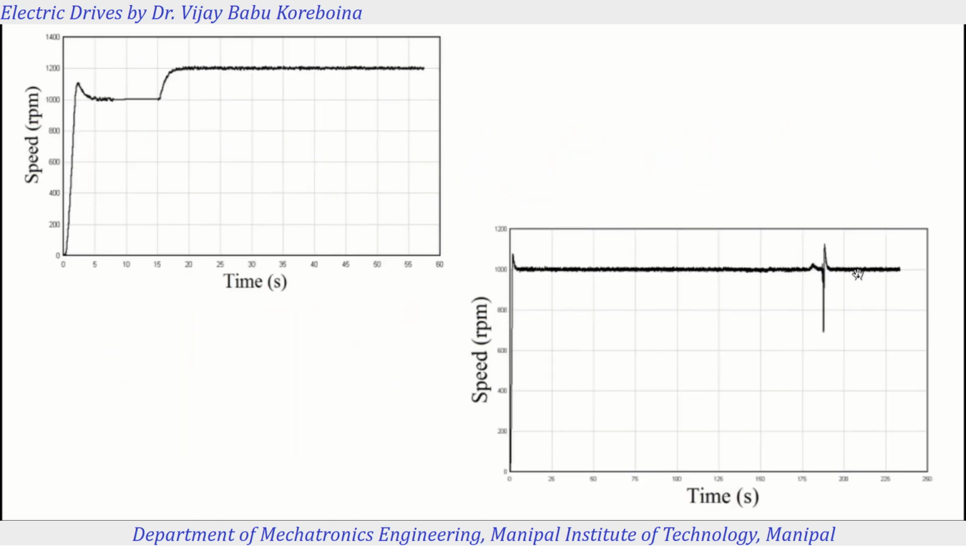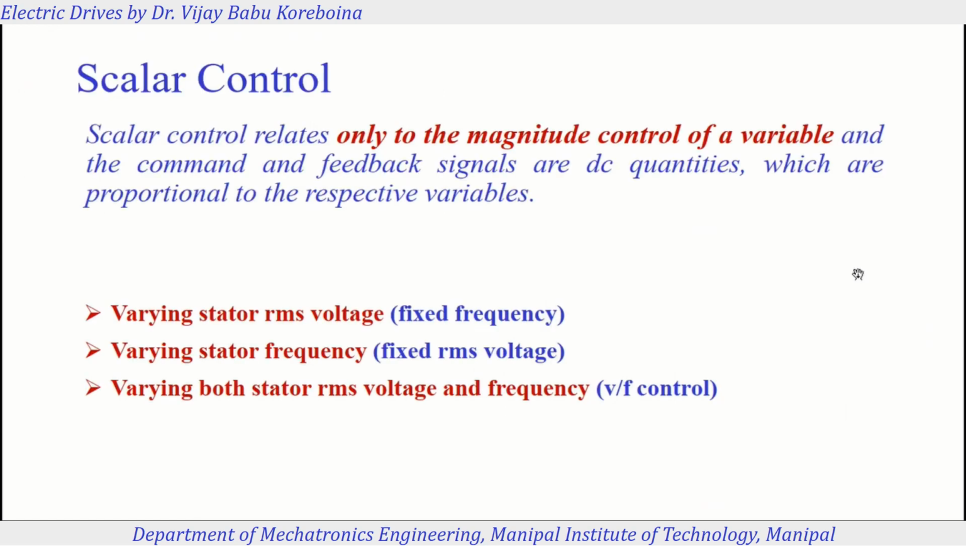In scalar control, you're just changing the quantity of the applied voltage and the frequency. Voltage and frequency are the variables changed. In this we can see that scalar control relates only to the magnitude of the variable. Three types we have seen: by fixing frequency, RMS voltage is varied; then fixing RMS voltage, changing frequency; and varying both, V by F. And then we understood the scalar control.